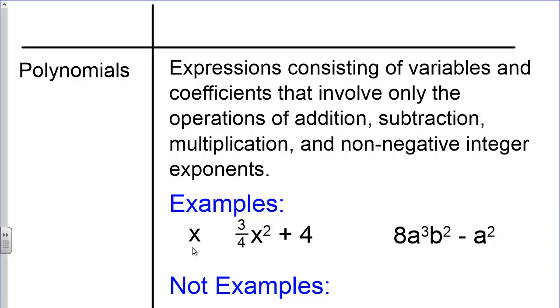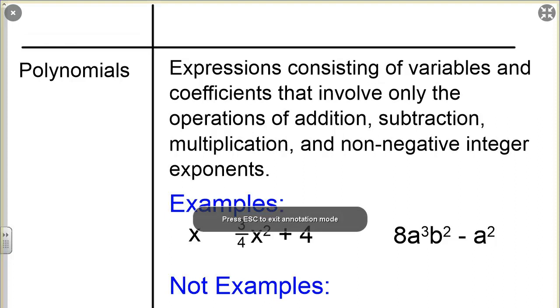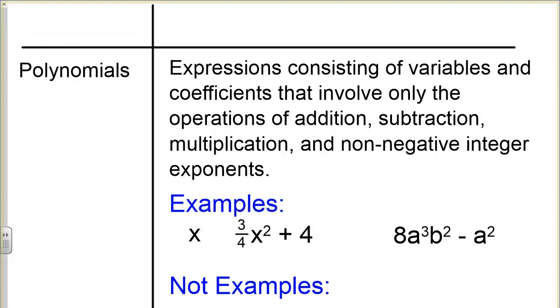A couple examples here would be x to the first power, and that is to the first power. Even though I don't see an exponent on there, that is really x to the first power. 3/4 x to the second power plus 2, that's another example. And then we've got 8a cubed plus b squared minus a squared. So those are all examples of what polynomials look like.